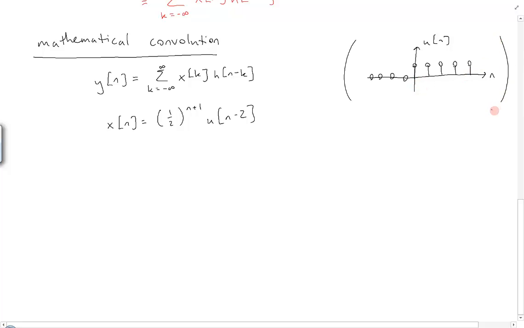This is the unit step function, and so here I'm saying that I'm taking this unit step function and shifting it to the right by 2 samples. So now it starts at 2 and goes on for all infinity, and 0 for everything before that. So this basically limits my n to values that are greater than or equal to 2 in order for this function to converge.